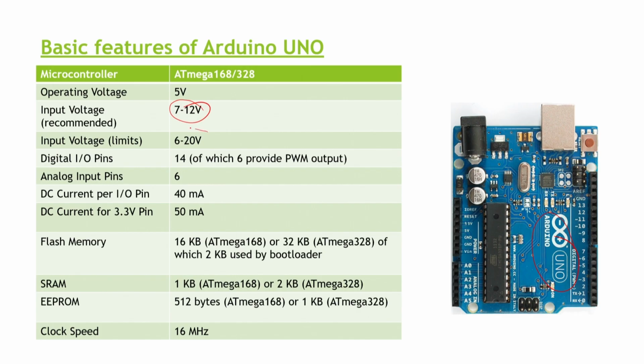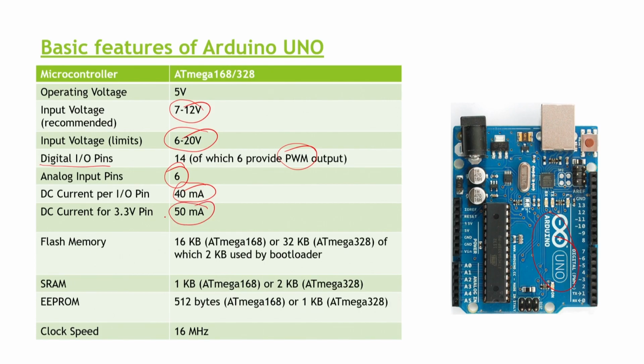Input voltage limits are given as 6 to 20 volts, and typically it is going to have about 14 input output pins, in which there are 14 digital input output pins, of which 6 will provide the pulse width modulation type of output, PWMs, and analog input pins will be about 6. DC current per input output pin is about 40 milliampere, and for the 3.3 volt pin it is about 50 milliampere.